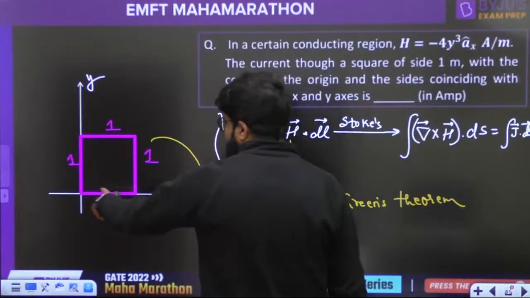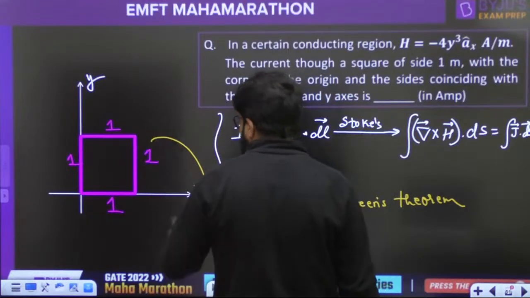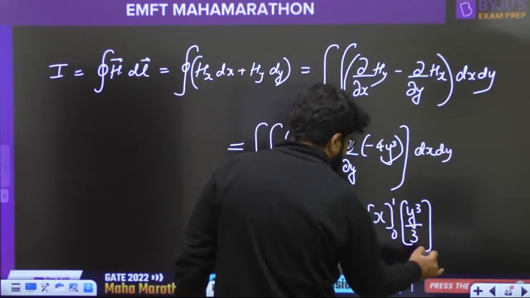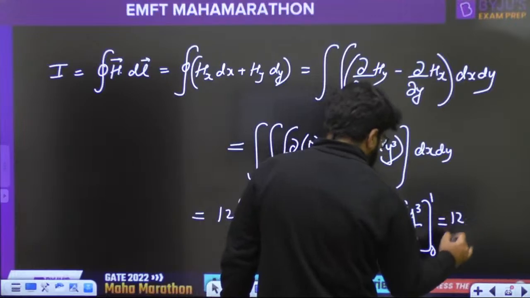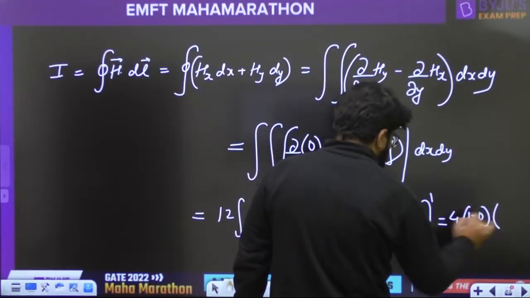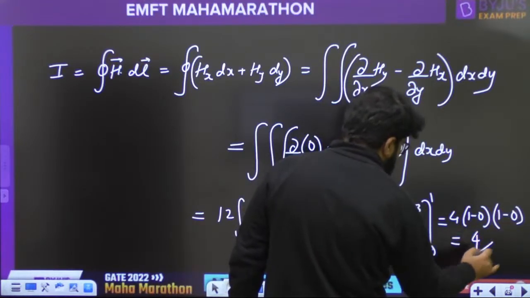Now what should be the limit? Because it's a rectangular portion, the limits will be constant. X is 0 to 1, y is also 0 to 1. Okay, so x limit is 0 to 1, y limit is also 0 to 1. So after cancelling, how much do we get? It is 12 by 3 cancelled as 4, then 1 minus 0, and for y cube the limit is 1 cube minus 0 cube, that is also 1.